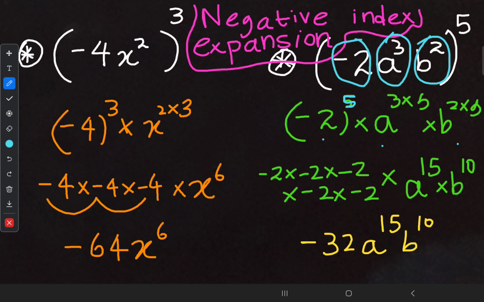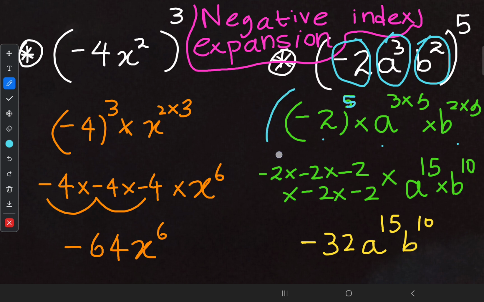When you think about your second participant, a already has a power. So it is a power's power: this 3 times 5. Likewise, when you think about your third participant, this one also already has a power, so we have to represent a power's power, 2 times 5. The only value that does not have any powers is negative 2. So that's why we directly indicated negative 2 to the power of 5, a to the power of 3 times 5, b to the power of 2 times 5.